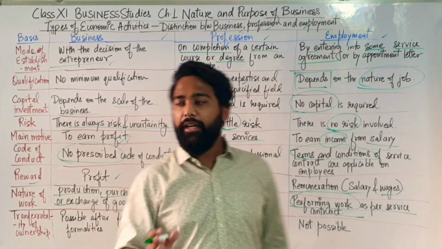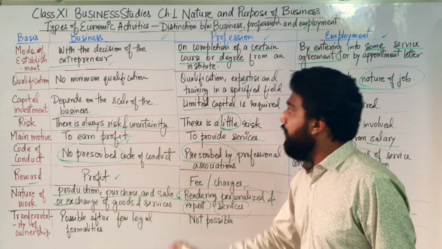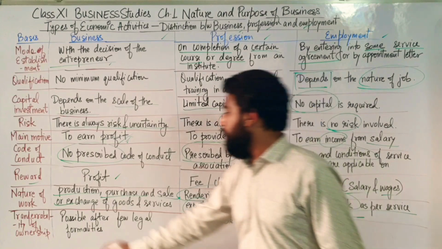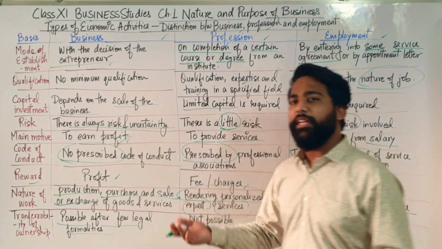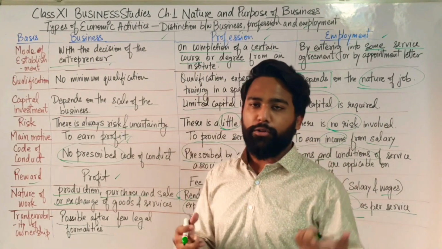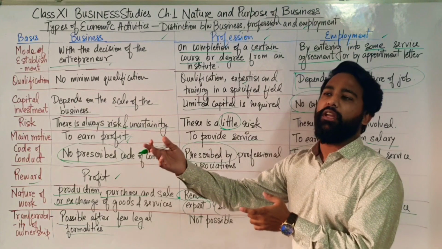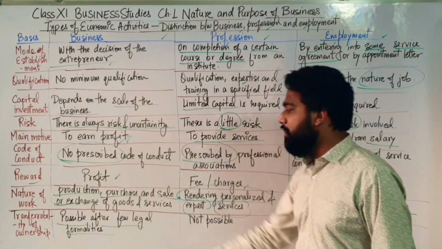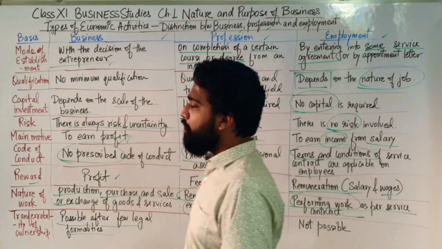Now, the last point is transferability of ownership. Can my business be transferred to someone else? Yes, it is possible, but after a few legal formalities. We have to go to the court, and there are some legal formalities. You have to sign some contracts. You have to transfer your assets to the other person. Then your business is obviously transferable. Your ownership can be transferred to someone else.